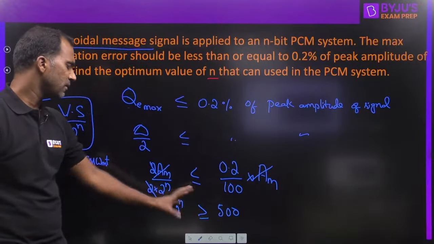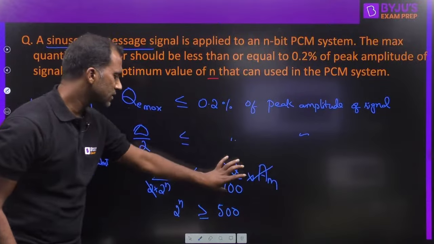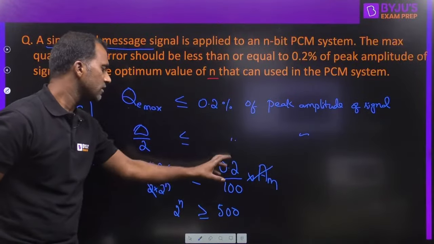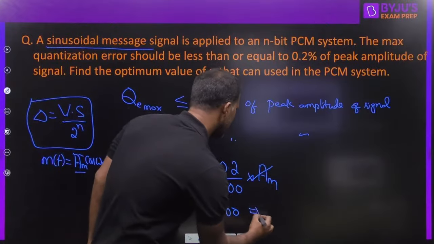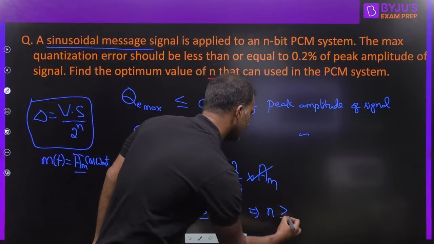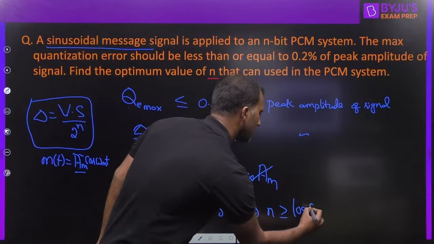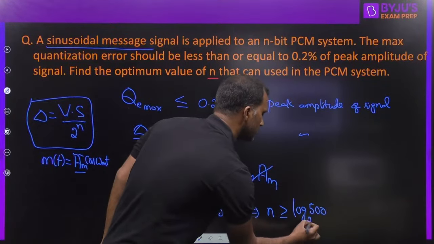I hope you have understood this step. If you are confused, just bring this onto this side and 2 power n onto the other side. That is how much we are going to get. So 2 power n is greater than or equal to 500, which means n is greater than or equal to logarithm of 500 to the base 2.